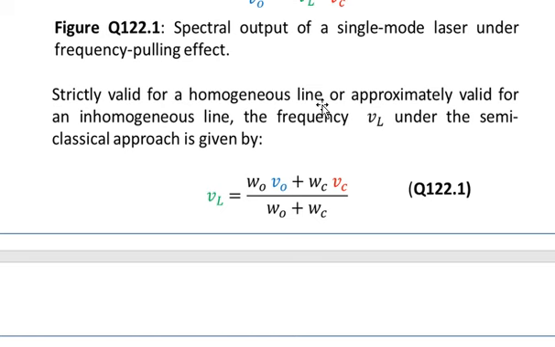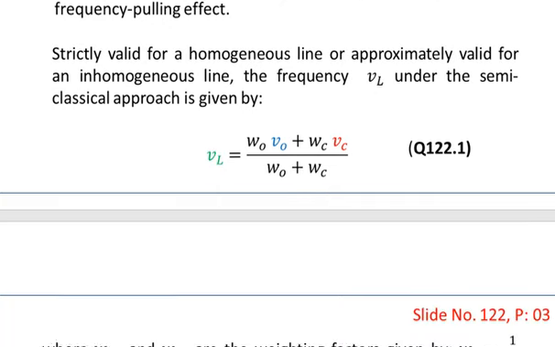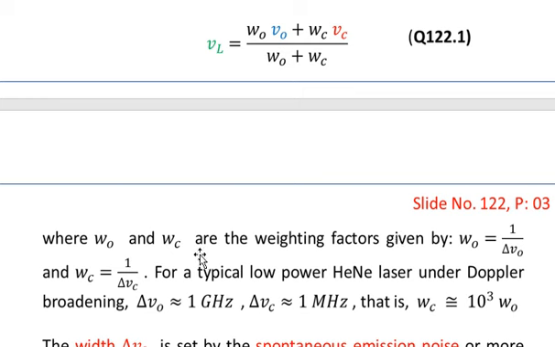This is strictly valid for a homogeneous line or approximately valid for an inhomogeneous line. The frequency νL under the semi-classical approach is given by equation 1: νL equals W0 times ν0 plus Wc times νc, divided by W0 plus Wc, where W0 and Wc are the weighting factors given by W0 equals 1 over Δν0 and Wc equals 1 over Δνc.